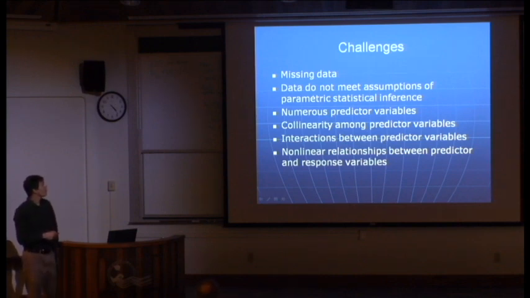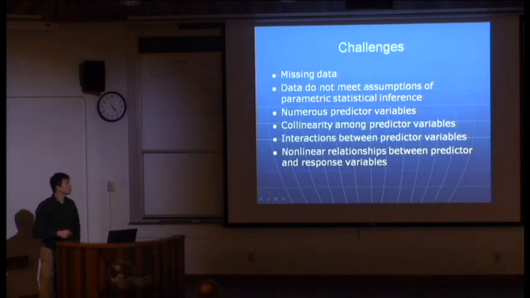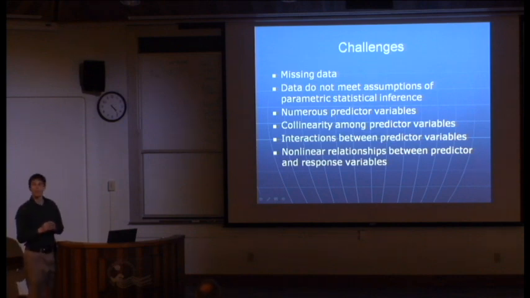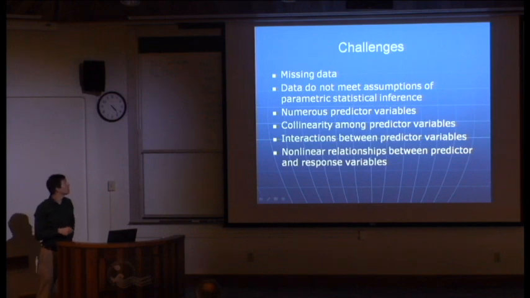Another problem is that the data really do not meet the assumptions of standard parametric statistical inference, you know, the normality, homogeneity of variance, things like that that have been beaten into your minds over years of biometry.